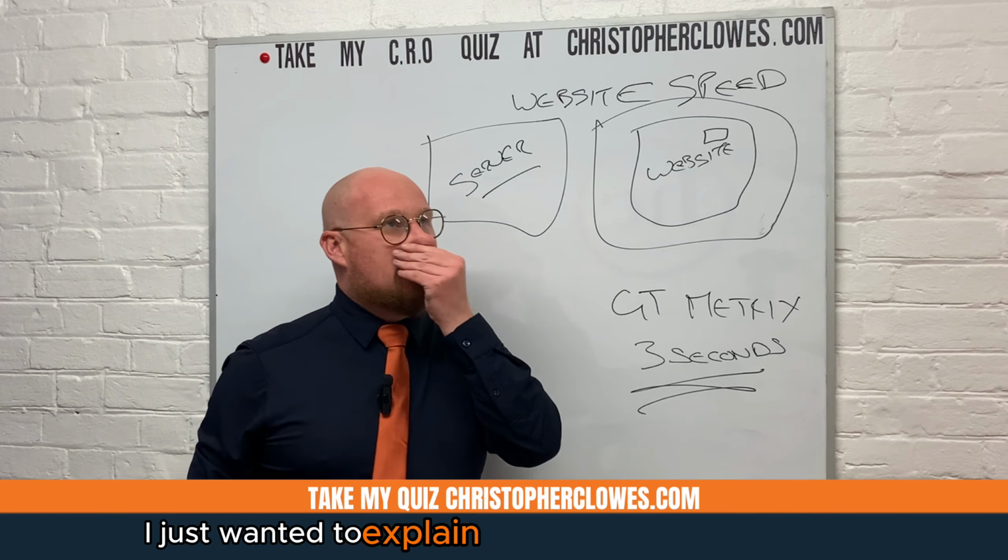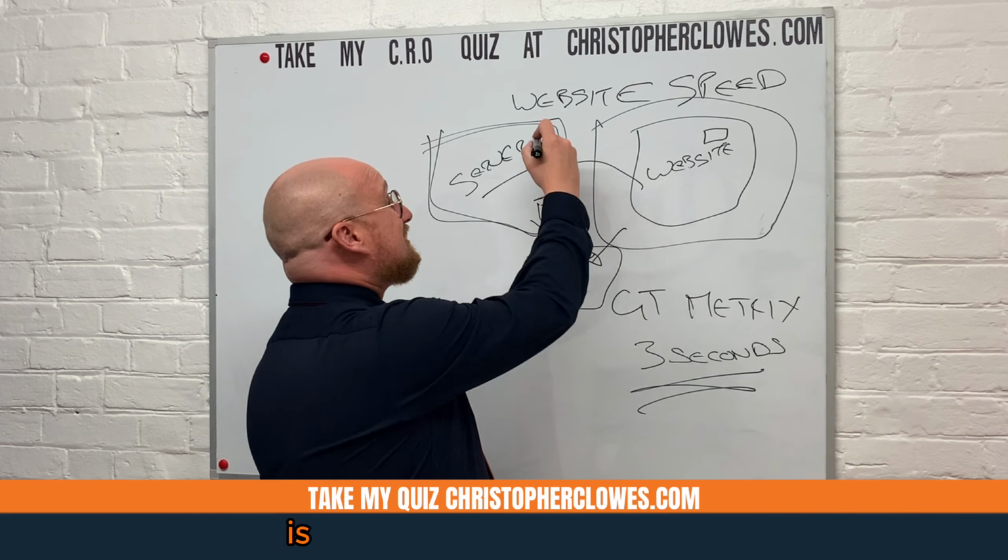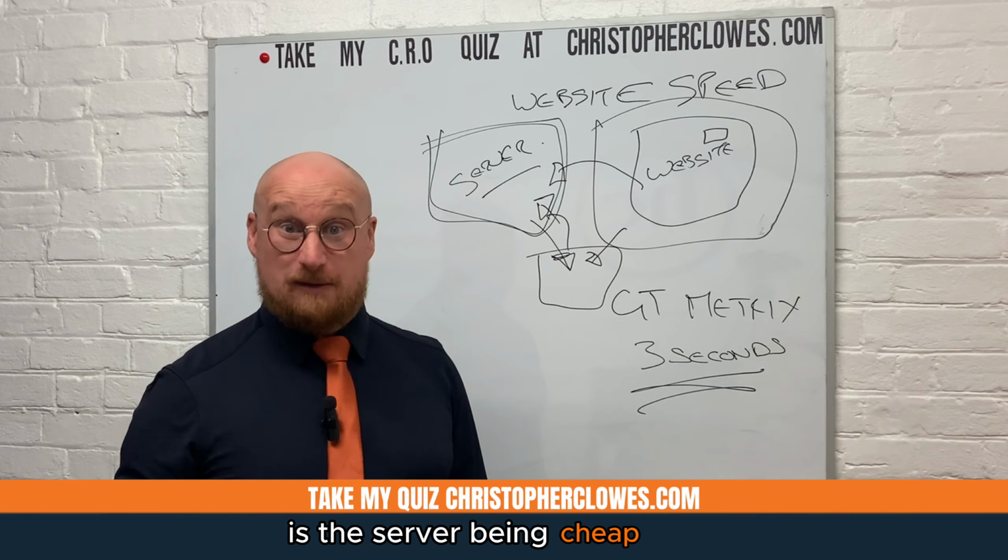Now, there's a few reasons for this. The one that I see most of the time is the server being cheap. Now, there's thousands of different servers. The most common ones are ONS, One-on-One, GoDaddy, 123reg, those kind of platforms.